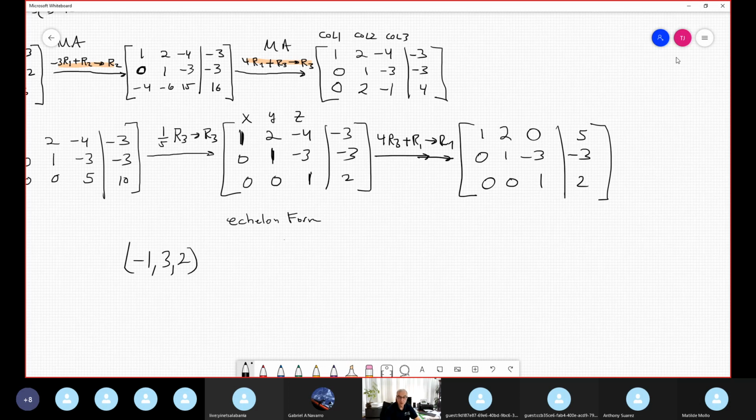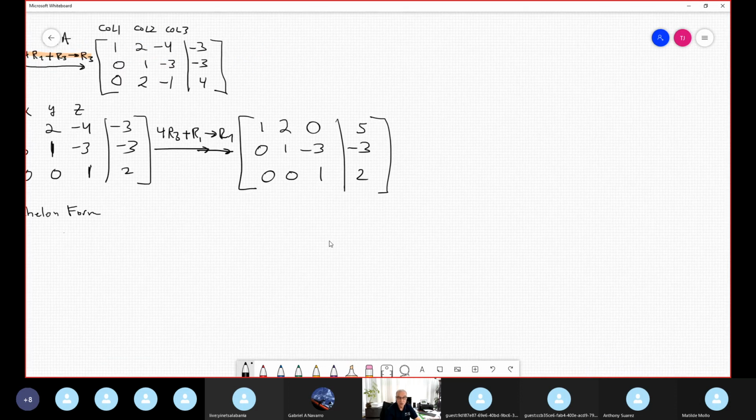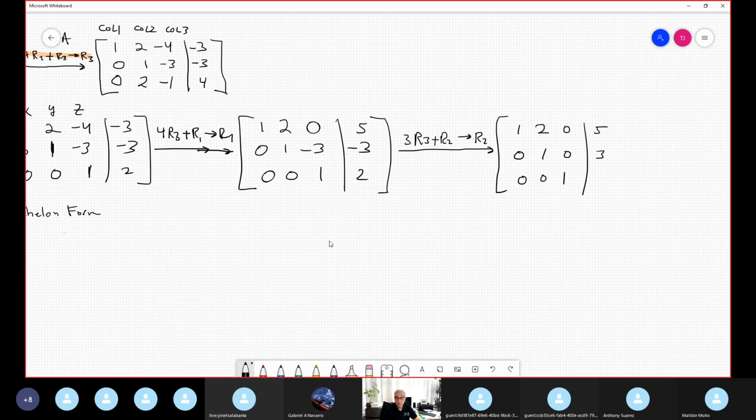Okay. Almost. Let's continue in the same direction. Suppose now I want to create 0 here. So 3R3 plus R2 stored in R2. Guys, I want to go fast. I copy the answer, you talk to me if I do it well. 1, 2, 0, 0, 1, 0, 5, 3, 0, 0, 1, 2.